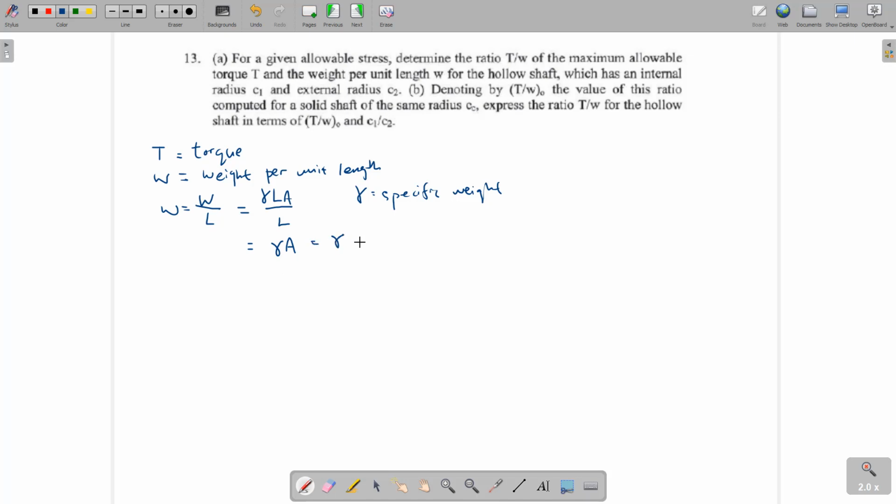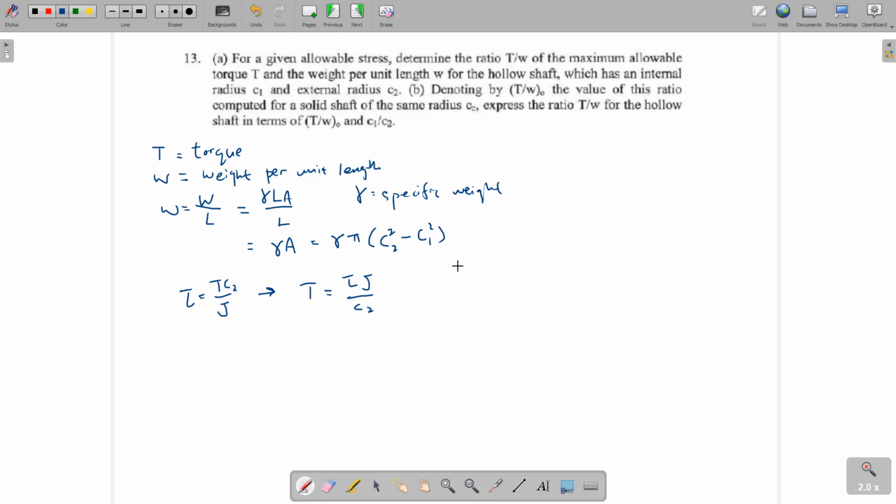Okay, and the weight per unit length equation can be further simplified as gamma times cross-sectional area A, and it is equal to gamma times pi times outer radius square minus inner radius square. That is the formula for cross-sectional area of a hollow shaft. Then let's come to the torsional stress equation, tau equals T times C over polar second moment of area J. And in this case, this is referring to the outer radius, so I put C sub 2, and it can be rearranged so that we have the torque at the left hand side and tau and J at the right hand side divided by C sub 2.